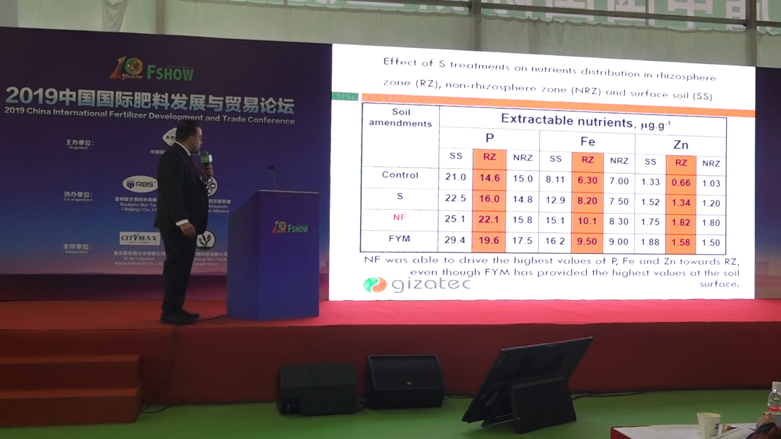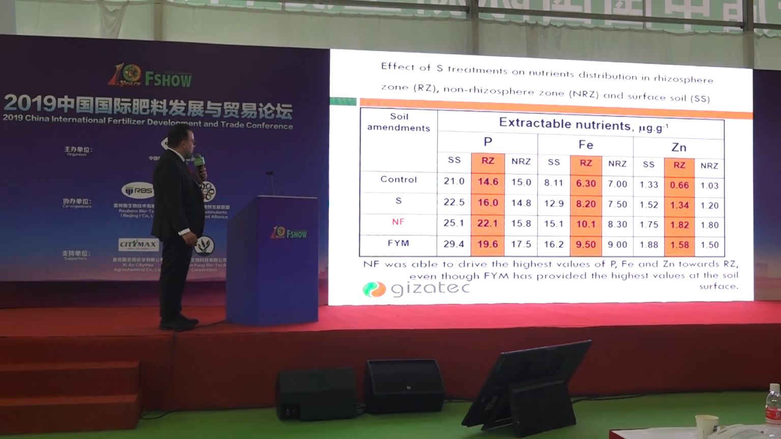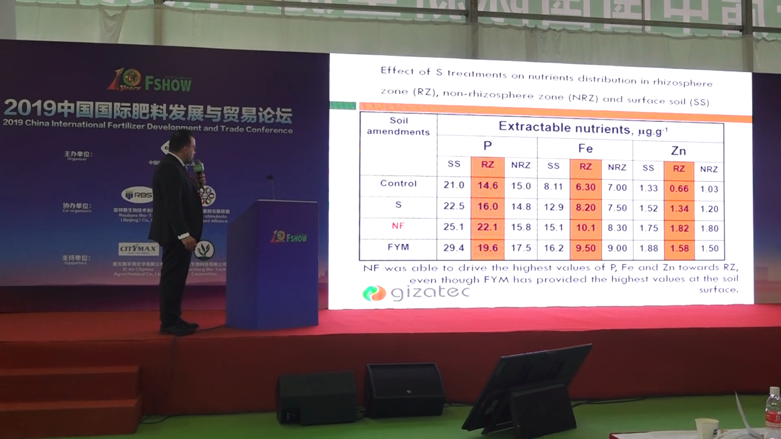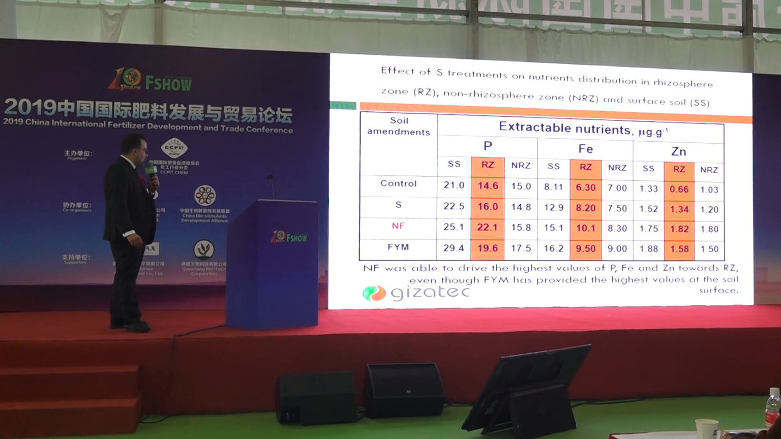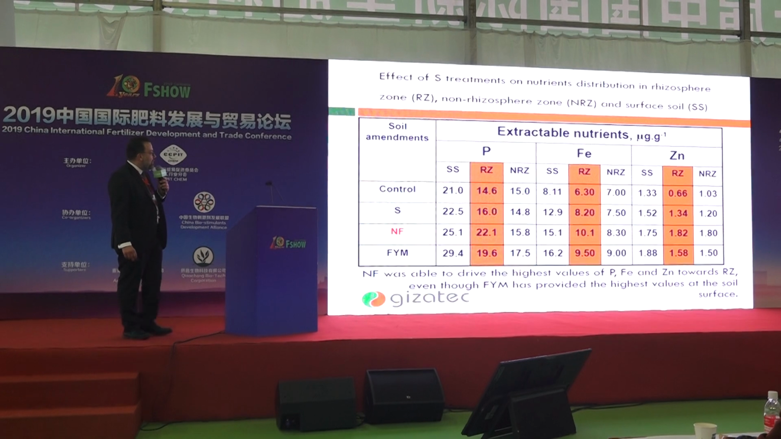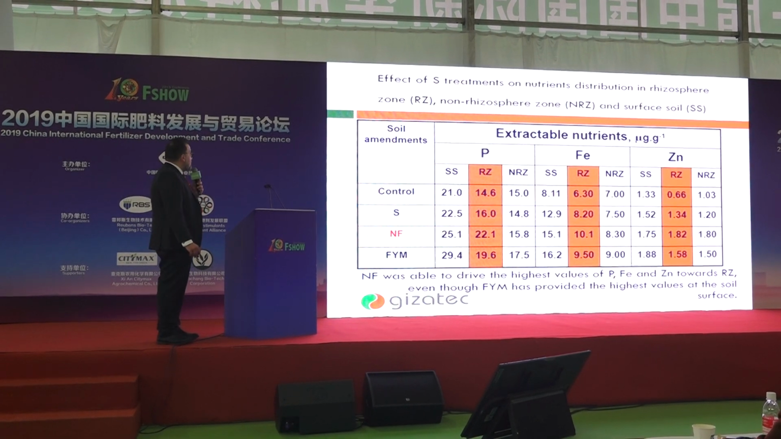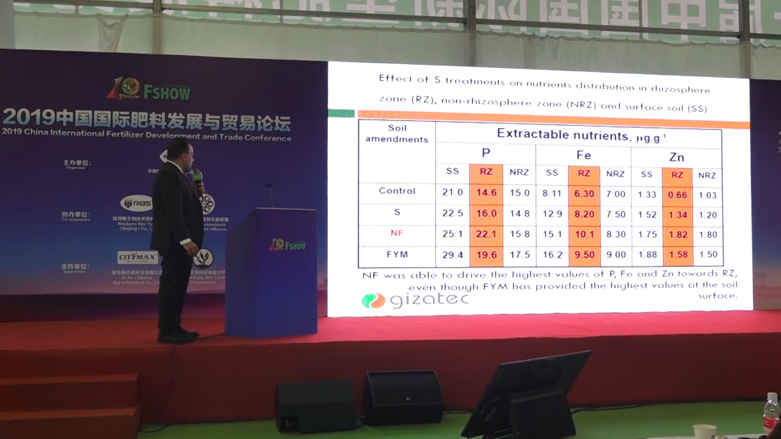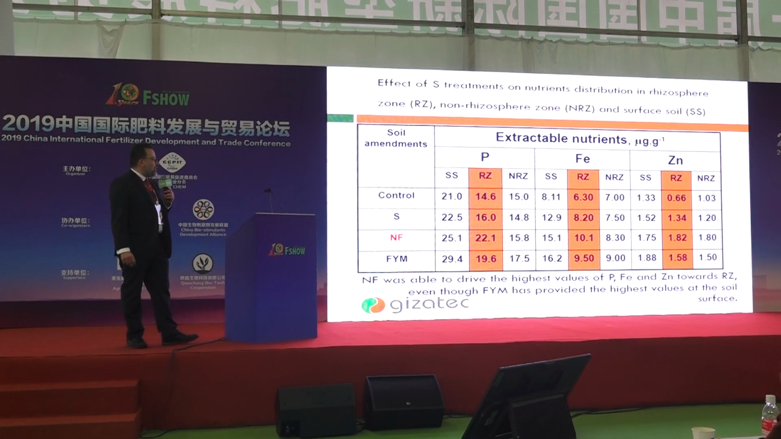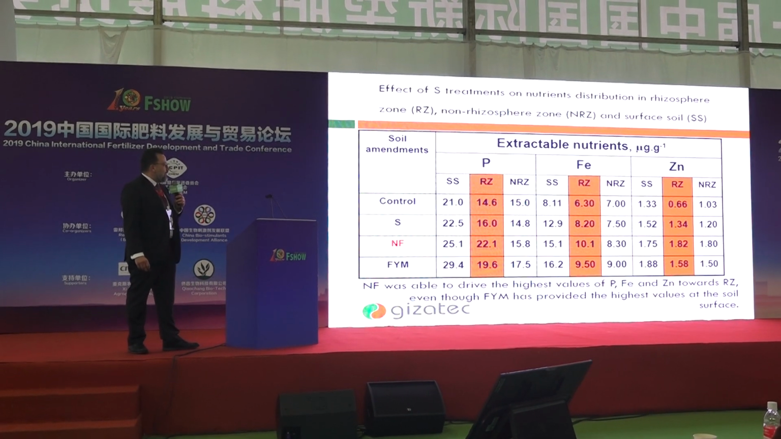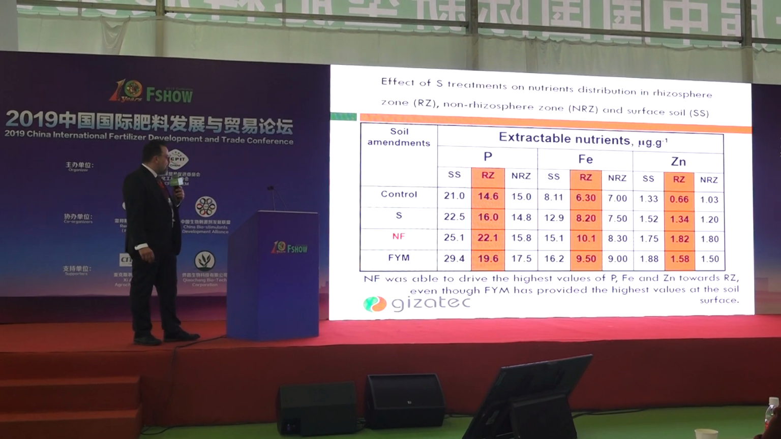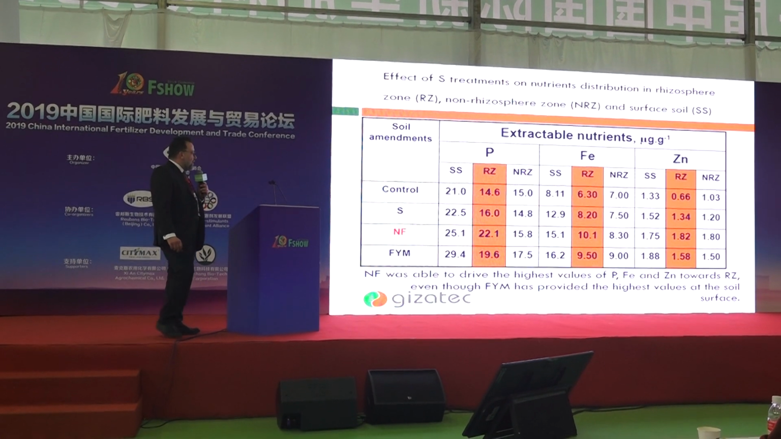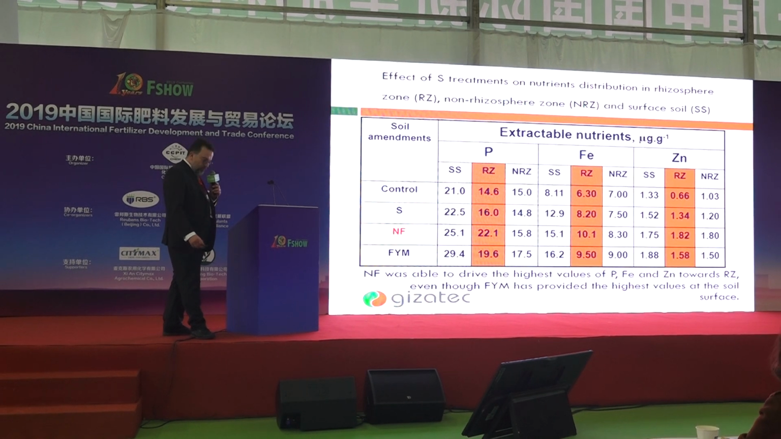And here is a comparison between results in all of them, comparing control, sulfur, Acrite and farmyard manure. And we found that Acrite was able to drive the highest values of phosphorus, iron, and zinc towards the rhizosphere, even though farmyard manure showed the highest values in the soil surface.